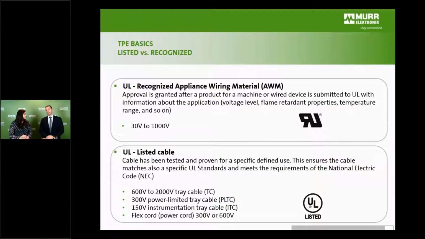Okay. The customer goes to the cable manufacturer and says, okay, the cable has to be fitting for my application with these properties. And then the cable manufacturer constructs this cable and goes directly to UL and says, okay, this is the cable for this special application. And UL would test this cable according to this application.